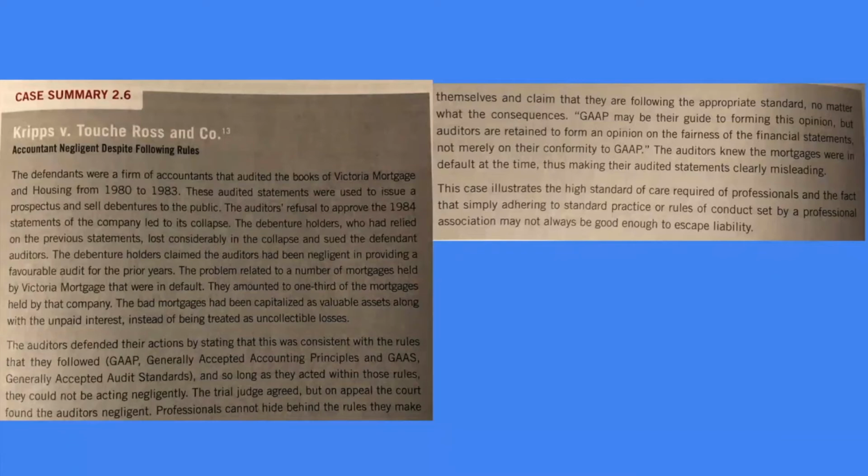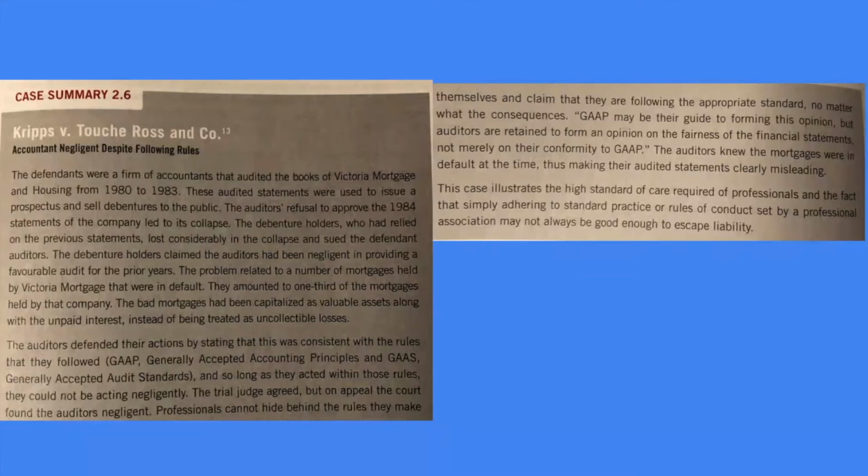The company went bankrupt. So the auditors defended their actions by stating that this was consistent with the rules they followed, the generally agreed upon accounting principles that you learned about. And so long as they acted within these rules, they couldn't be held to be negligent. The trial judge agreed. It went to trial, and the trial court said, oh yeah, the accounting firm did its job. Then it got appealed, and the appeal court found that the auditors were negligent.